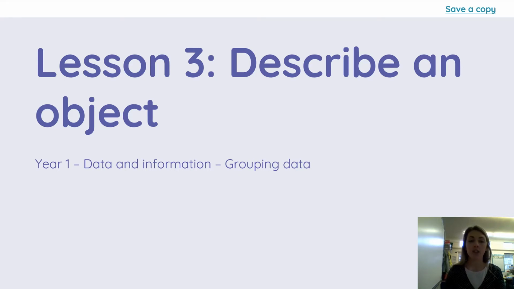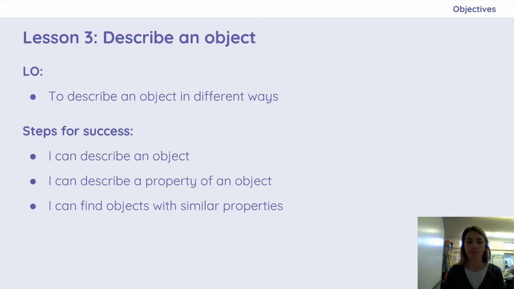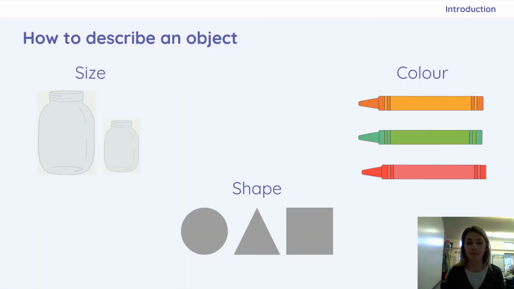We are going to be describing an object today, and that's all part of our data and information topic. So lesson 3, describe an object. We are learning to describe an object in different ways. So by the end of this lesson, you're going to be able to describe an object, describe a property of an object, and find objects with similar properties.